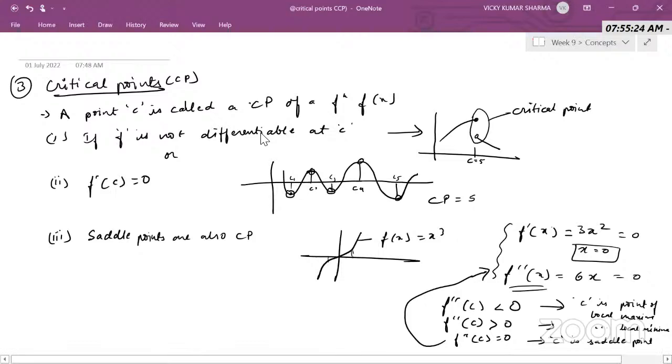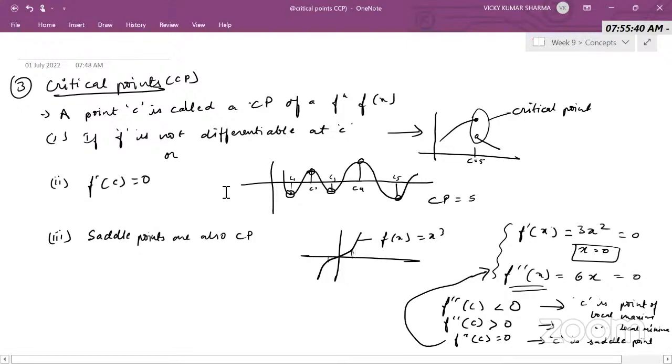What essentially I meant to say is, when you do the double derivative test of that particular function and it gives you 0, that turns out to be a saddle point. Or whenever there is a graph, we can mention that yes, this is a saddle point. So this is the third condition.